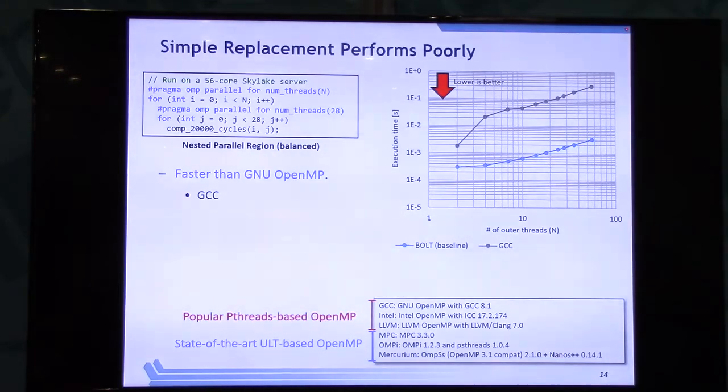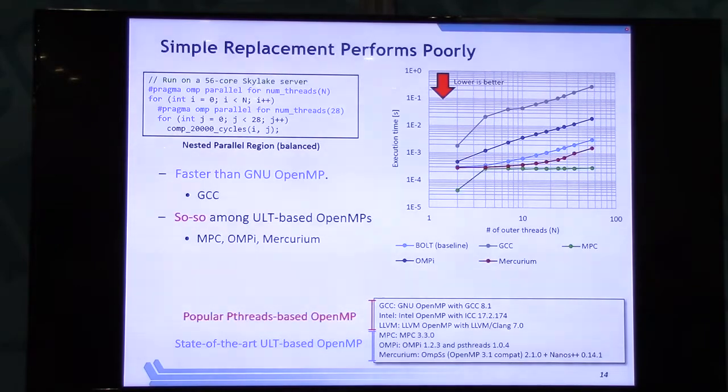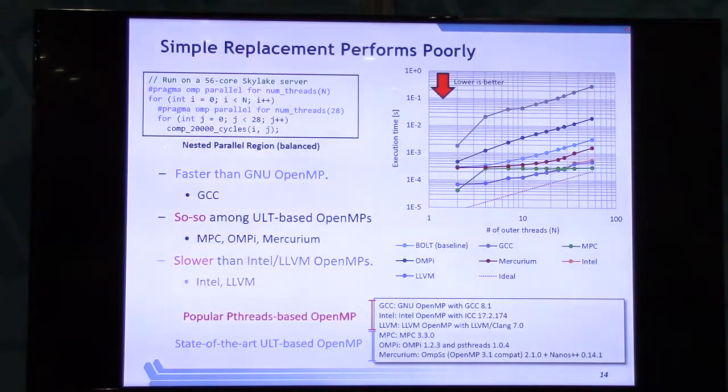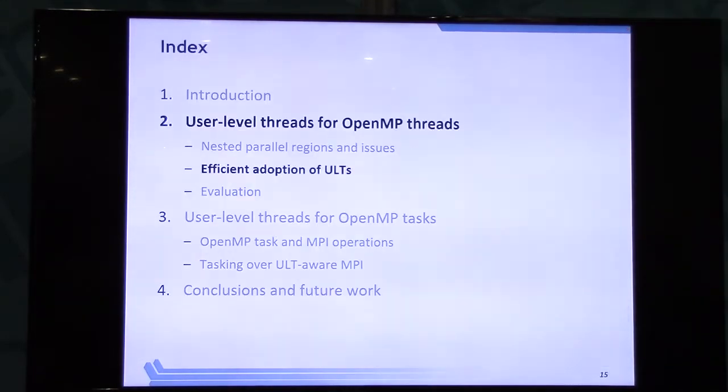The figure shows that the BOLT baseline, without any optimization, is much faster than GNU OpenMP, GCC OpenMP. However, compared with the existing ULT-based runtime systems like MPC, OMPI, and the OpenMP-compatible OmpSs, the performance of the BOLT baseline is not very good. Surprisingly, compared with well-tuned Intel and LLVM OpenMPs, the BOLT baseline is about 7 times slower, even in the case of nested parallel regions. Okay, then why?